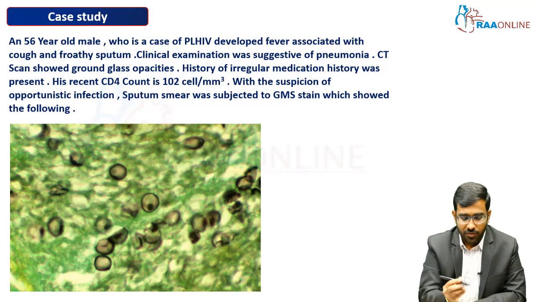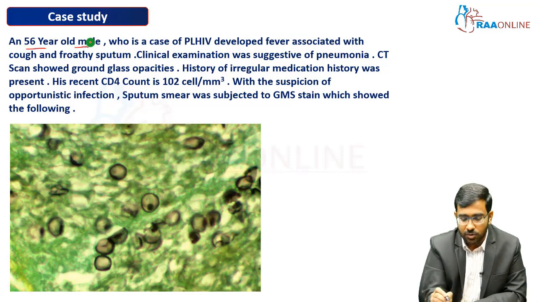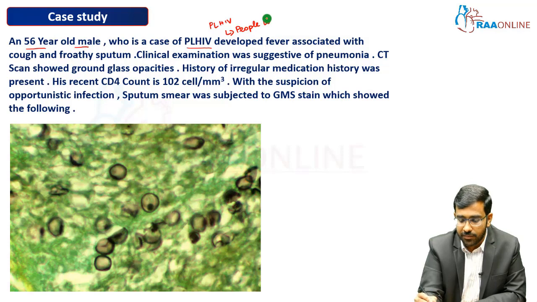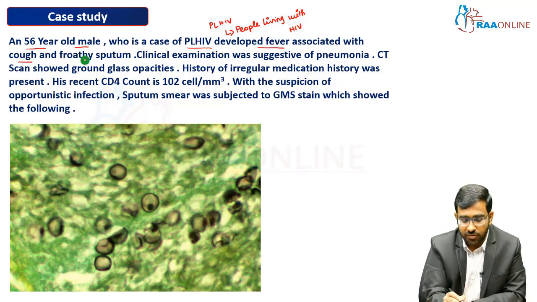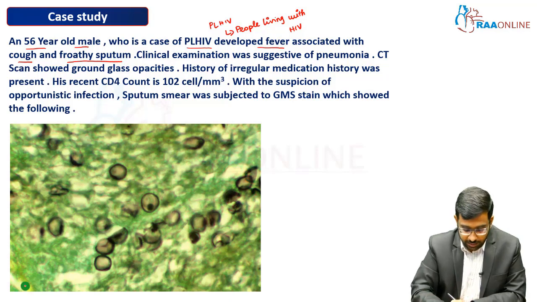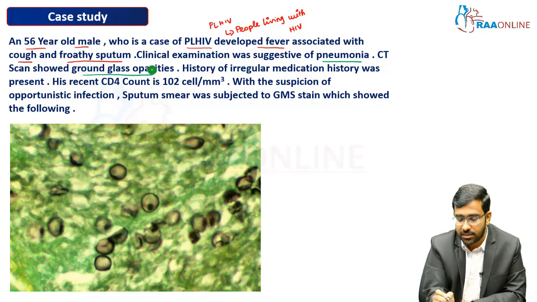We have a 56-year-old male who is a case of PL-HIV, which stands for people living with HIV. So we address them as PL-HIV. He developed fever associated with cough and frothy sputum. The clinical examination is suggestive of pneumonia, and the CT scan showed ground glass opacities. History of irregular medication was present.